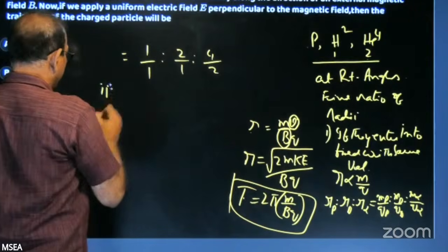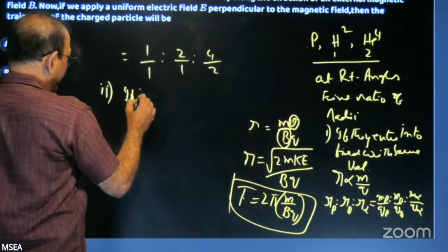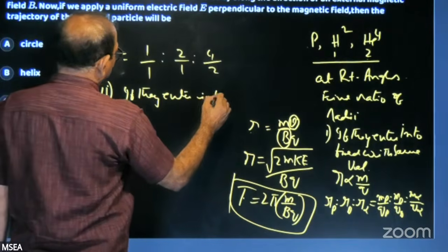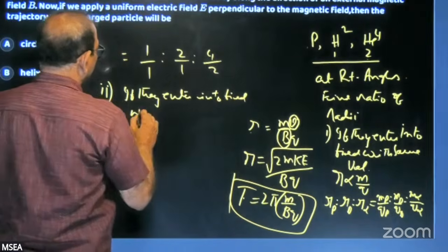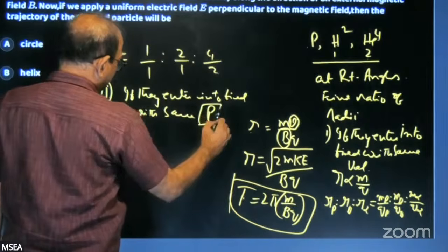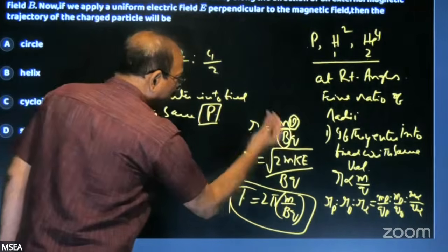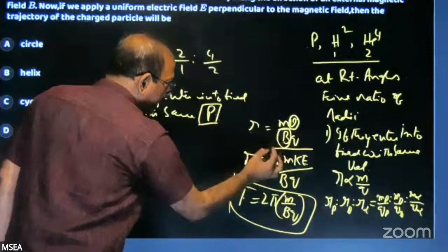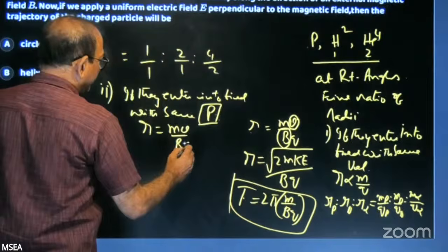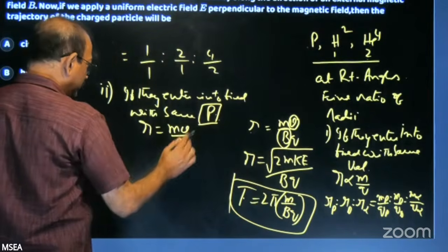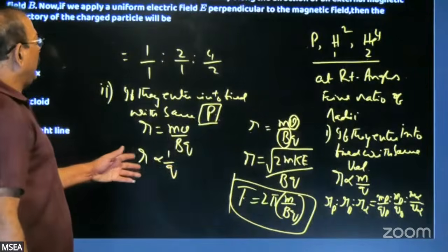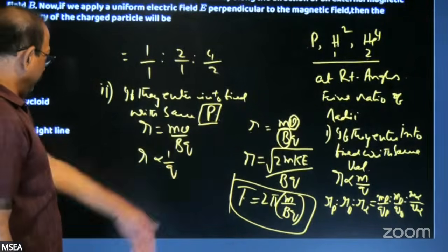Or another condition they'll give: if they enter the field with the same momentum P, then mv is the same and B is the same. In R equal to mv by BQ, mv is the momentum, which is the same, and B is the same. So R is inversely proportional to Q. You have to apply this and find the ratio in a similar way.